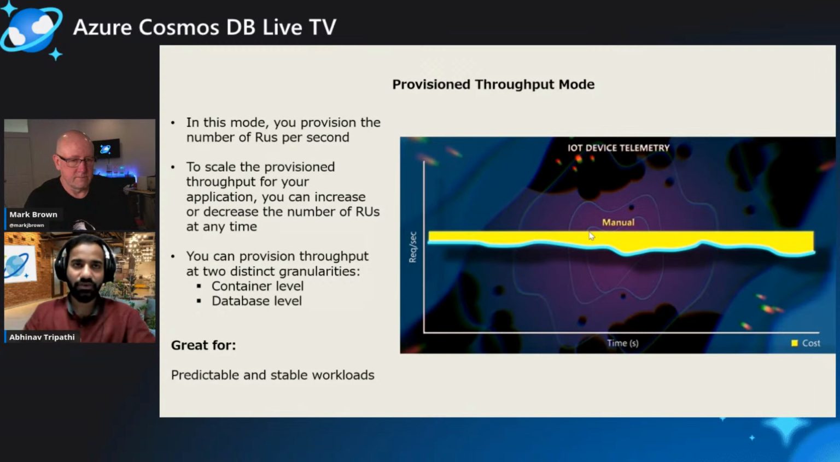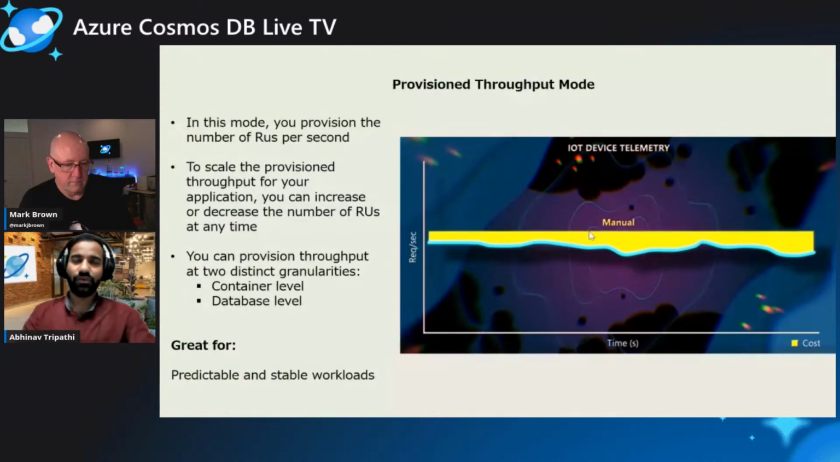So in provision throughput, we have two modes. One is the manual provision. The first one that I talked about was the manual provision. You have this setting, you put the actual number, and if you see that requests are increasing or decreasing, you can change that number. So that is done manually. But sometimes it might get difficult for you to do that manually.